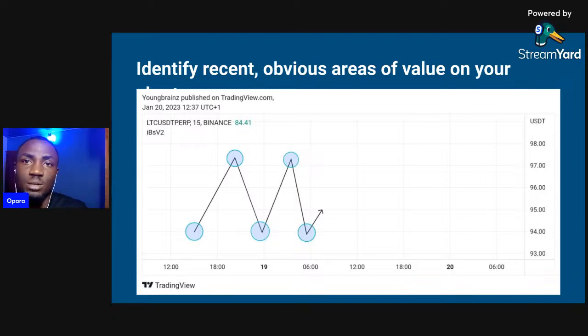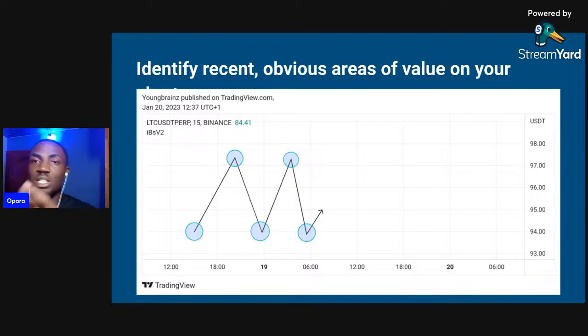Now, what are obvious areas of value? Of course, we're talking about technical analysis. Technical analysis is your ability to use what has happened in the past to react to what is going to happen in the future. So what are areas of value? Areas of value are key pivotal points that have held in the past.